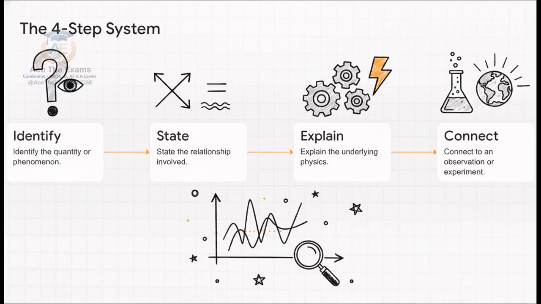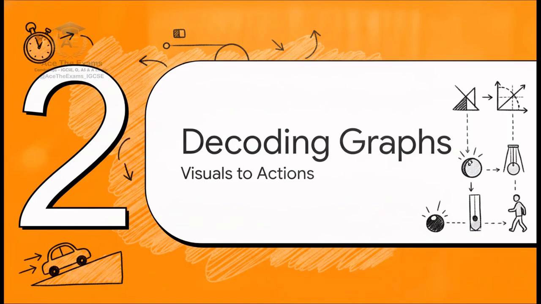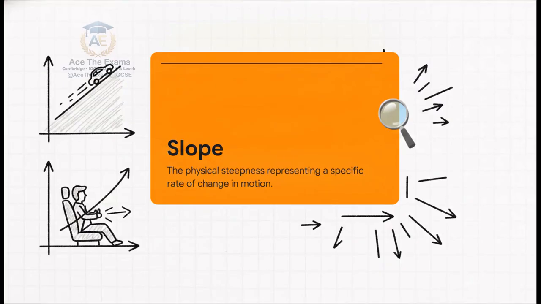Okay, let's keep building this system. Section 2. Decoding graph physics, connecting visuals to tangible physical actions. We absolutely have to remember that a slope isn't just a slanted line on a piece of paper. We must stress what it means physically for an object in motion.